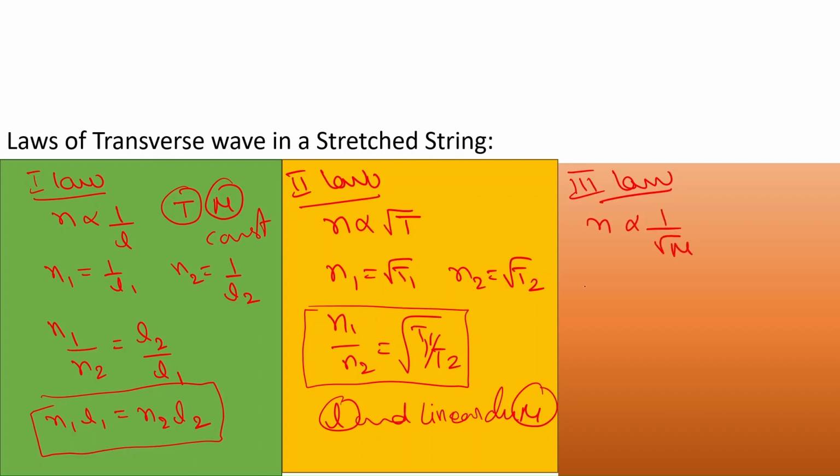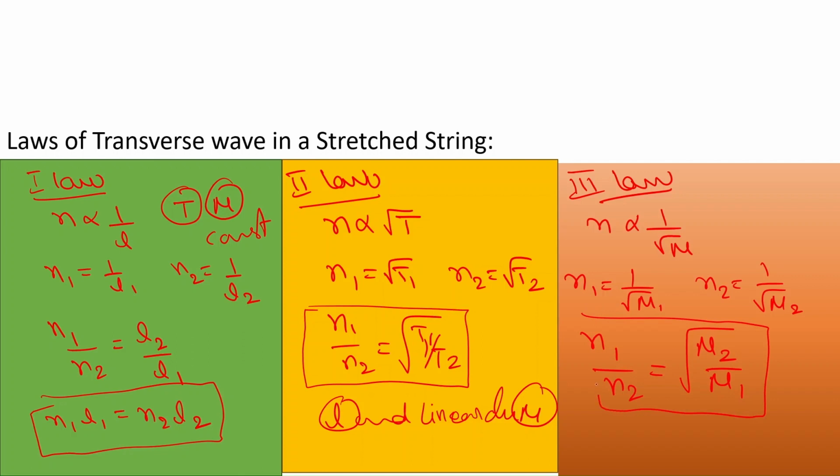Now, in the third law of transverse waves in a stretched string, n is inversely proportional to root mu. Therefore, n1 is equal to 1 by root mu 1, n2 is equal to 1 by root mu 2. Then n1 by n2 is equal to square root of mu 2 by mu 1. This is the third law of transverse waves in the stretched string. This is one of the important questions which comes in the main public exams in intermediate.